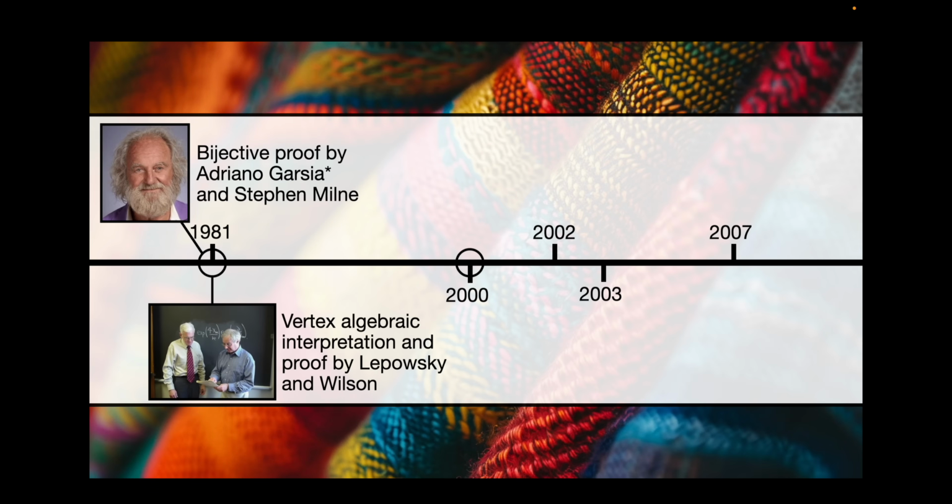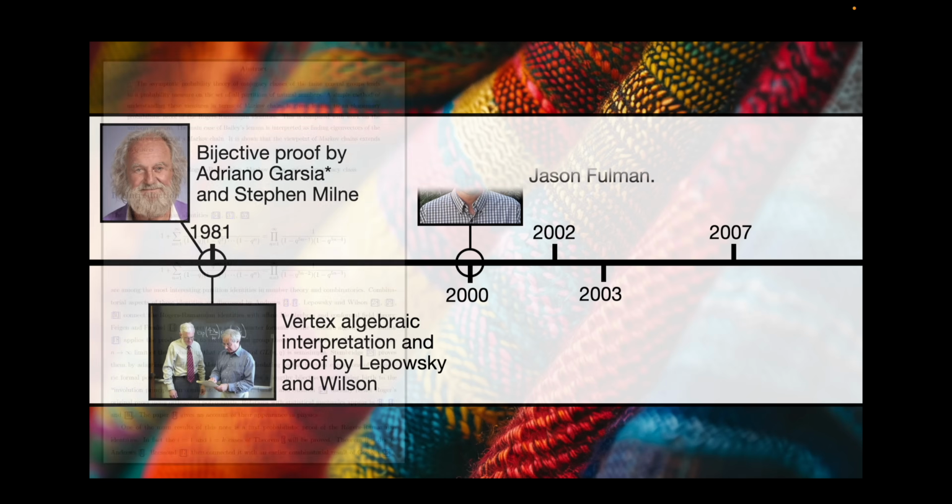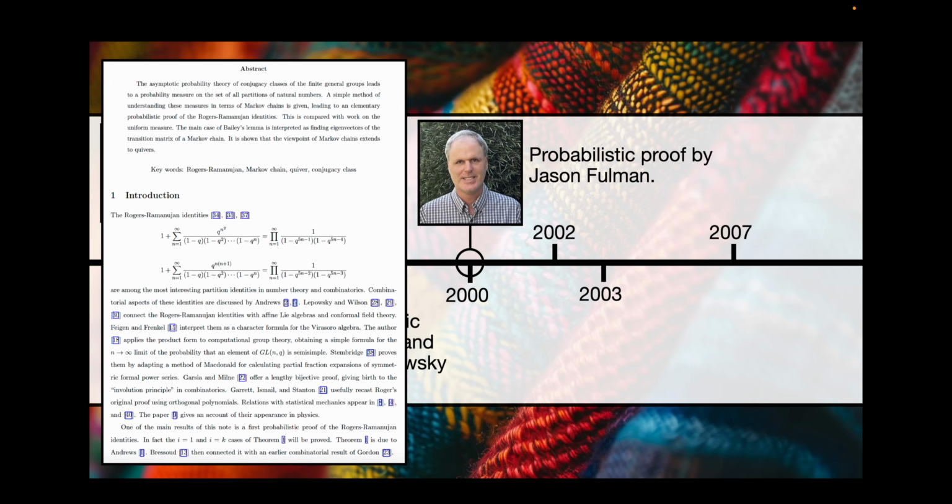Now, moving on to the year 2000, Jason Fullman presented a probabilistic proof of the Rogers-Ramanujan identities. So these involved Markov chains. And if you're keeping track, this is the 4th very different proof technique used to prove these identities. So we have a straightforward calculation involving the generating function. So those are probably most of the proofs.